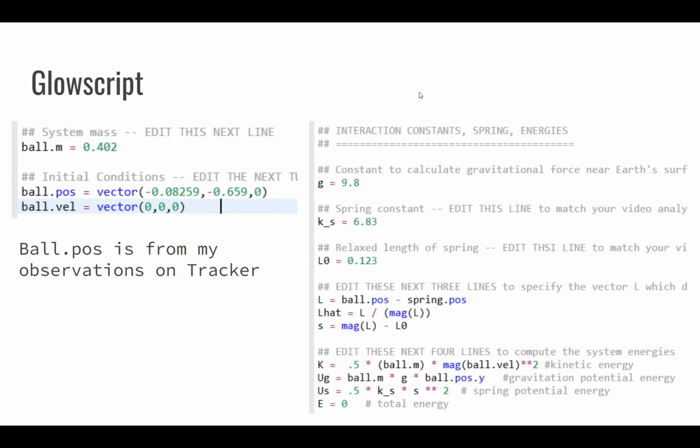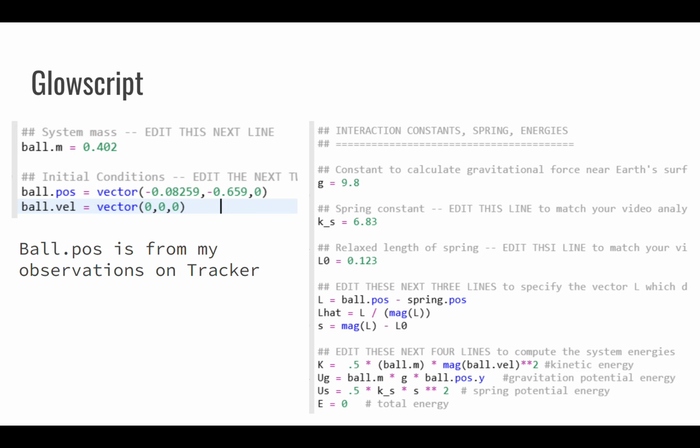Alright, so this is the GlowScript code that I used. On the left, we have the system's mass and the initial conditions. Now the mass was given through the pre-lecture videos, 0.402, and the position vector is from my observation on Tracker, which was negative 0.08259 in the x direction and negative 0.659 in the y direction. And similarly, the k constant and the relaxed length of the spring are from the lecture videos.